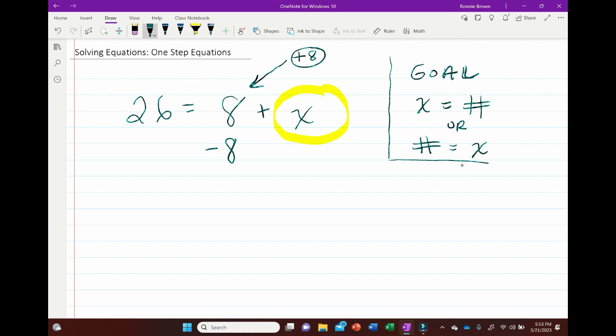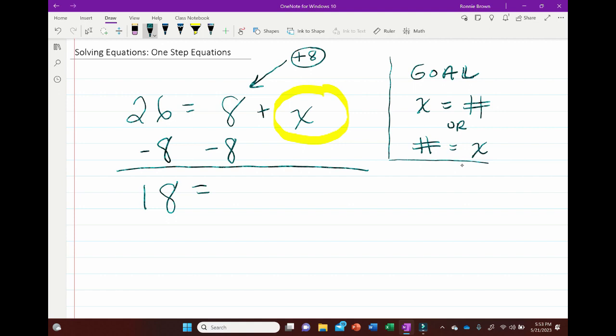And what you do to one side, you do to the other side of the equal sign, or the other side of the equation. That's something you always need to remember. What you do to one side, you always have to do to the other side. So if we're moving from left to right, you can say, okay, 26 minus 8 is 18. Bring down your equal sign.